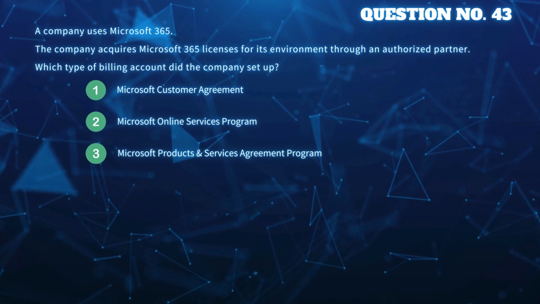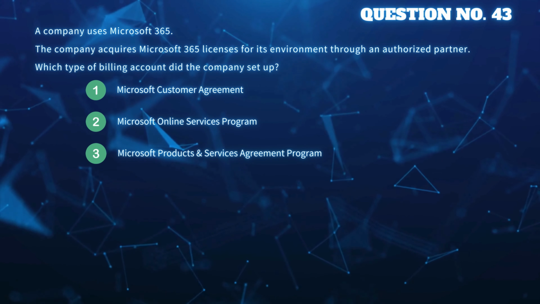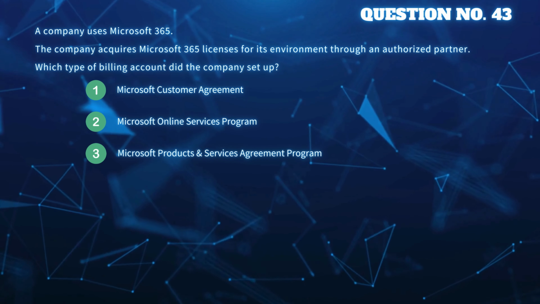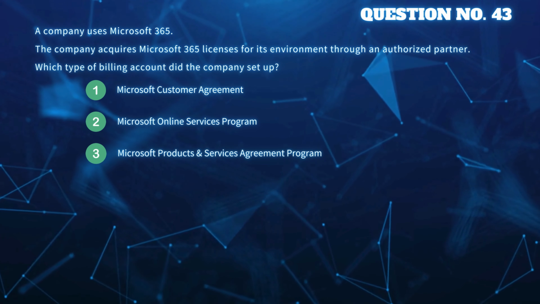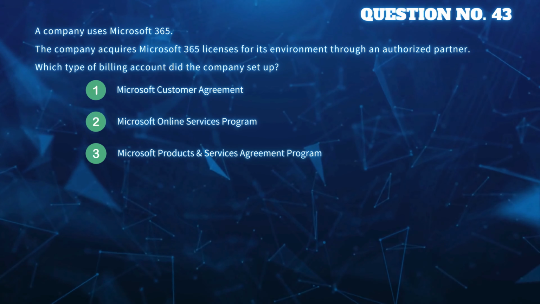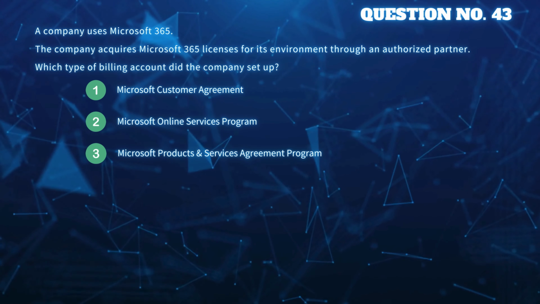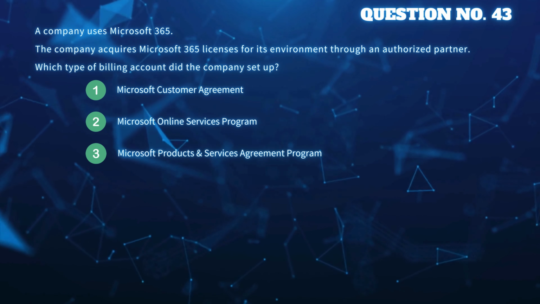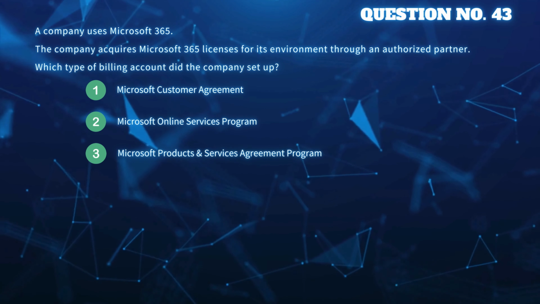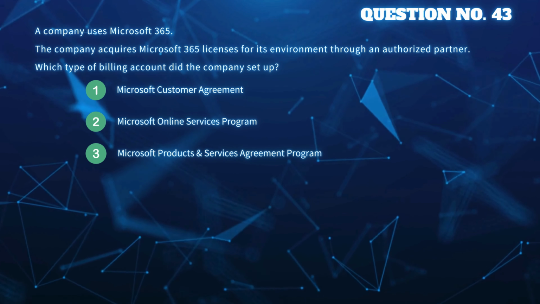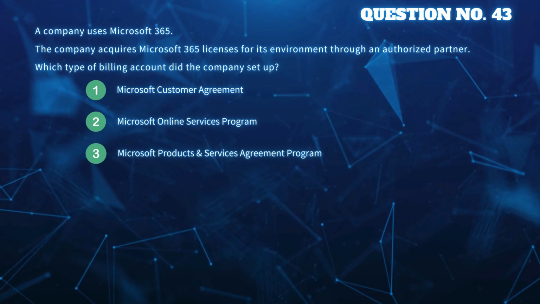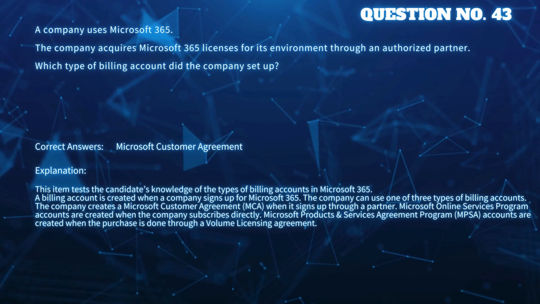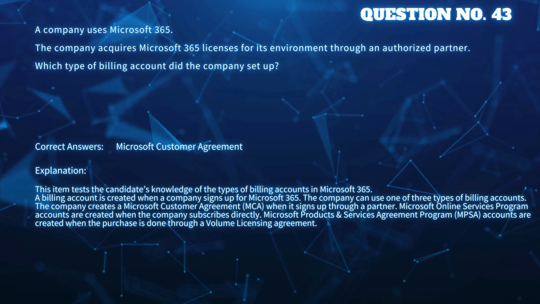Question 43. A company uses Microsoft 365. The company acquires Microsoft 365 licenses for its environment through an authorized partner. Which type of billing account did the company set up? Option 1, Microsoft Customer Agreement. Option 2, Microsoft Online Services Program. Option 3, Microsoft Products and Services Agreement Program. Option 4, no answer. Correct answers: Microsoft Customer Agreement.